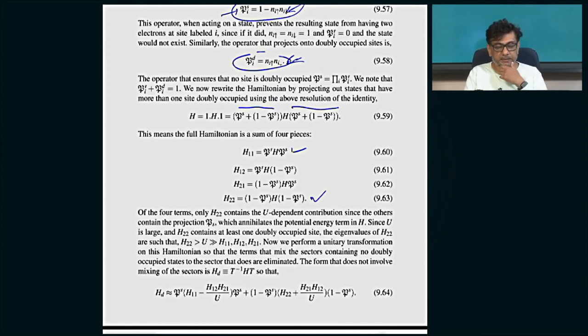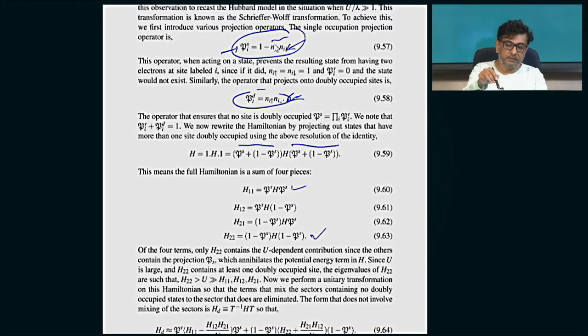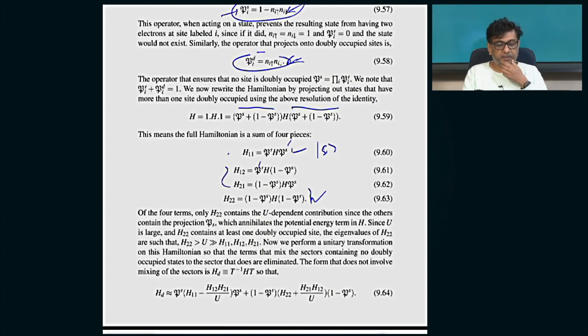So what this does is, you see, H22 is the one that contains the contribution due to U. The other operators will destroy any double occupancy immediately if you act them on any state. So if you want to find matrix elements between states containing double occupancy, all these will be identically 0 except this one. So this one will have the U dependent term. Now the idea is that because only H22 has the double occupancy U dependent term and U is very large, we are going to assume that H22 is much larger than all the other three. So H22 is very large compared to H11, H21 and H12.